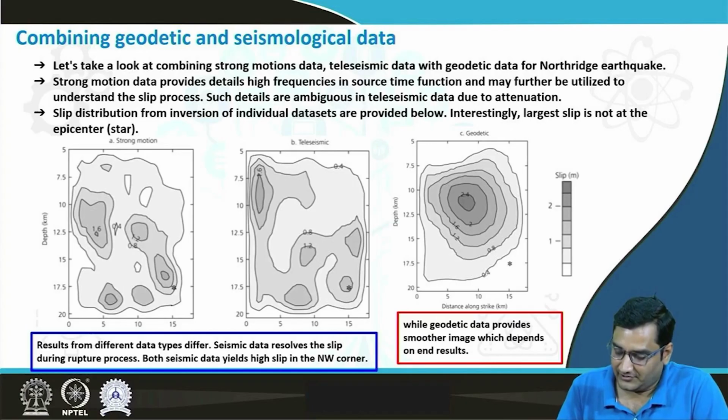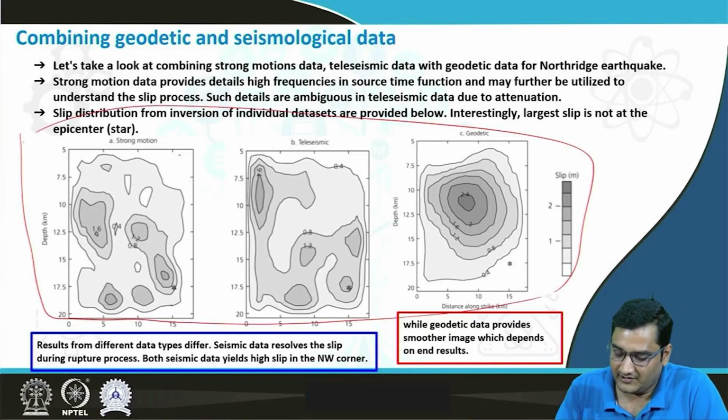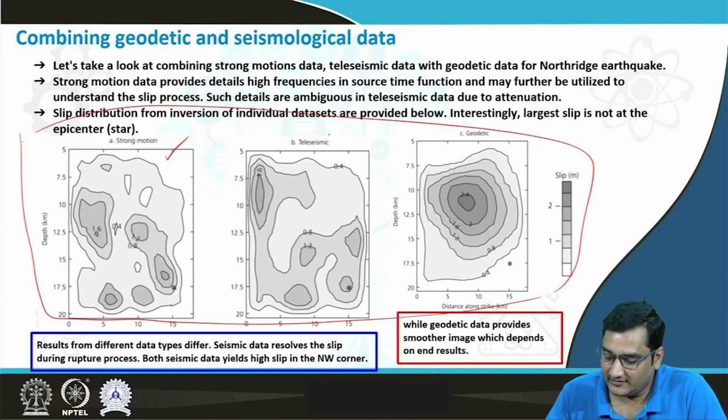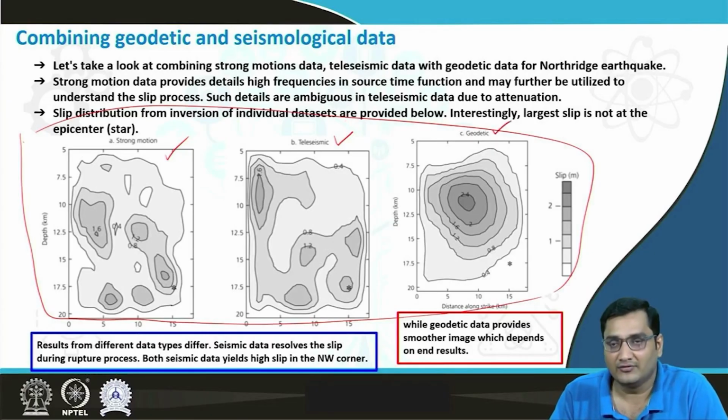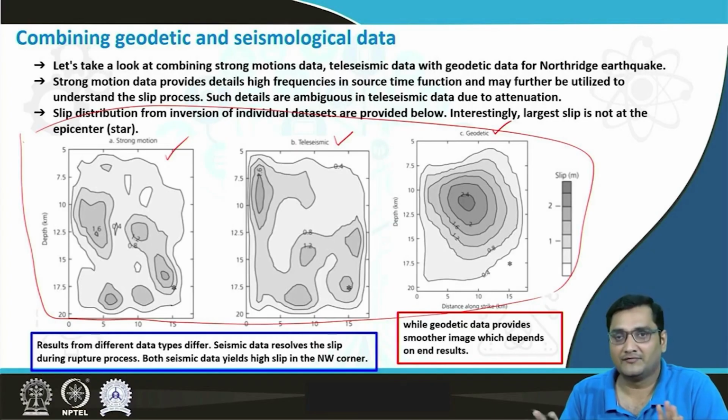The slip distribution has been represented in these figures, and if you look at these figures, the first figure provides the slip distribution using only the strong motion data, and this is the slip distribution for the teleseismic data, and this is using only the geodetic data alone for finding the slip distribution. And if you look at these results, the results from these different data types are very variable, or you can say very different.